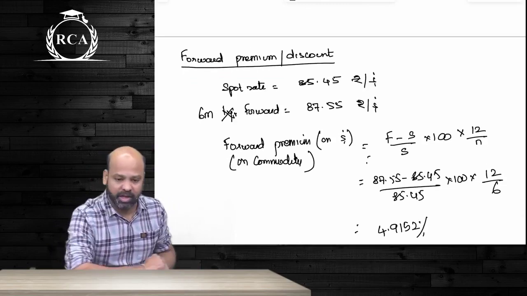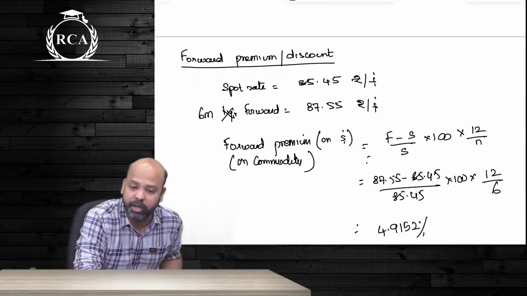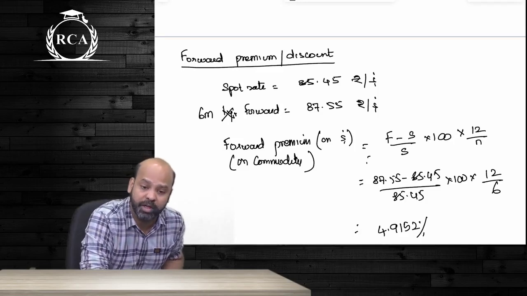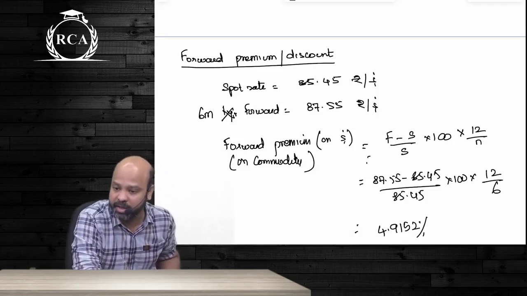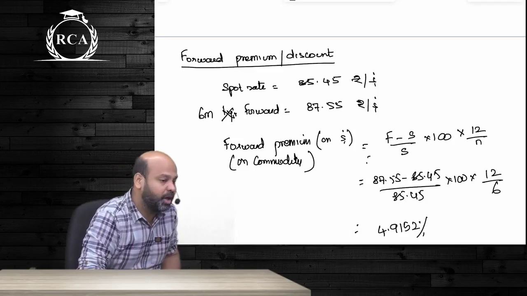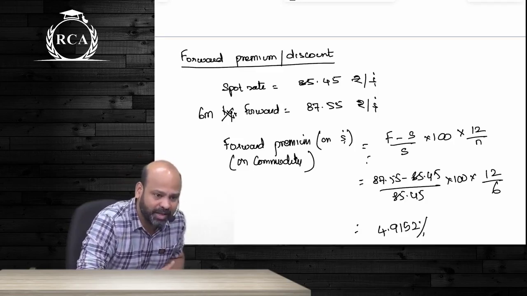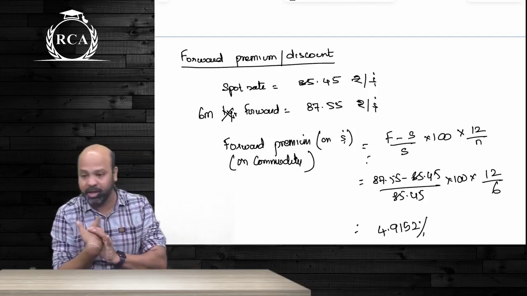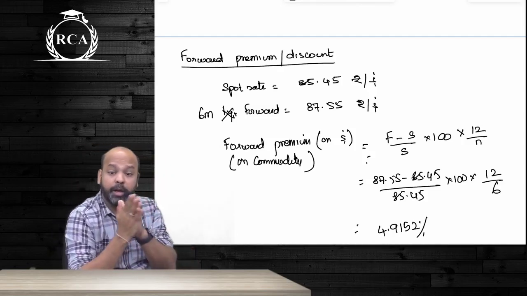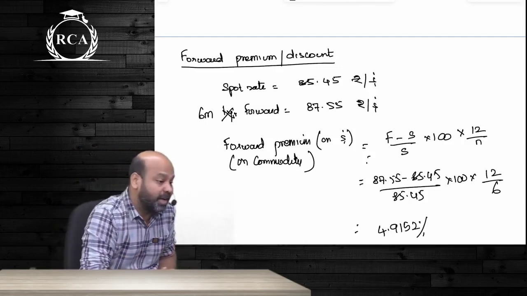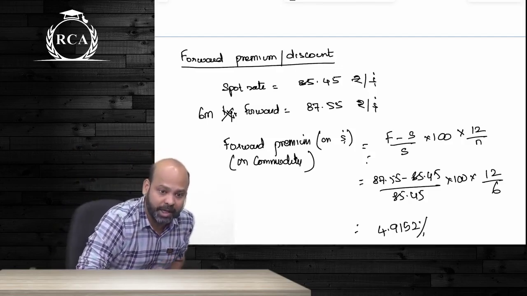Forward premium or discount, guys, is basically computing what is the difference between spot rate and forward rate and expressing that as a percentage. All right. By default, if they use the word forward premium or discount, you're always supposed to annualize it, meaning you're supposed to write it on a per annum basis. By default, forward premium or discount is always computed on commodity, not on price.